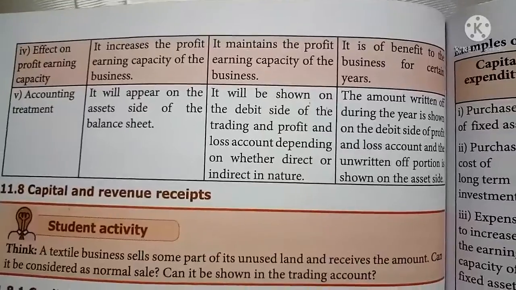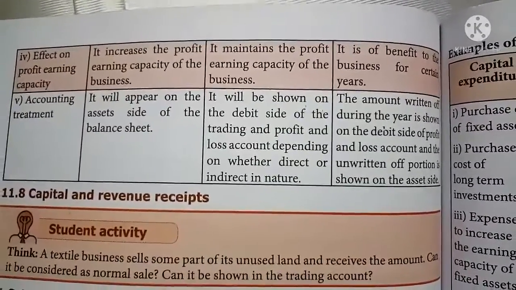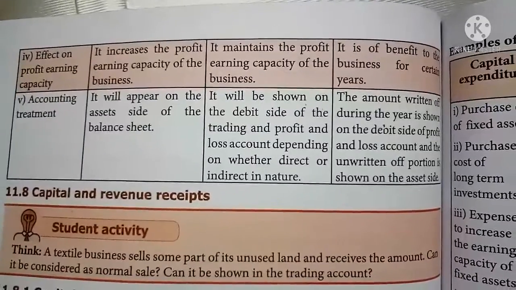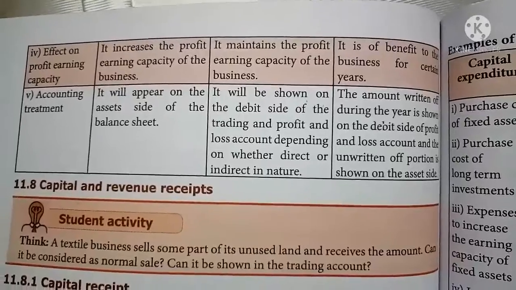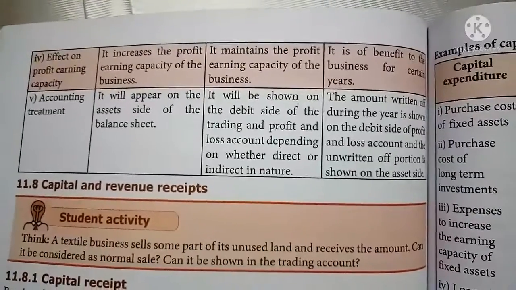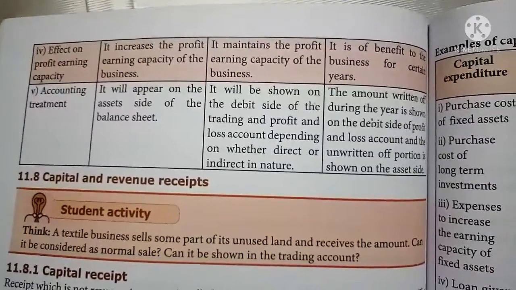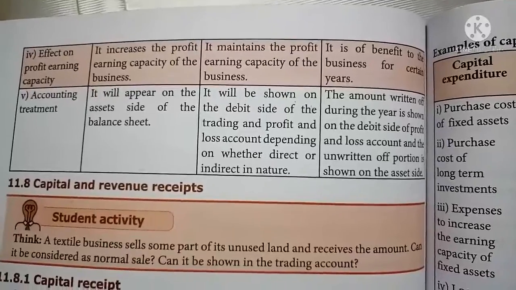Accounting treatment: capital expenditure will appear on the asset side of the balance sheet, but revenue expenditure will appear on the debit side of the trading and profit and loss account for the current year only. In the case of deferred revenue expenditure, the amount written off during the year is shown on the debit side of the profit and loss account, and the remaining amount will be shown on the asset side of the balance sheet.